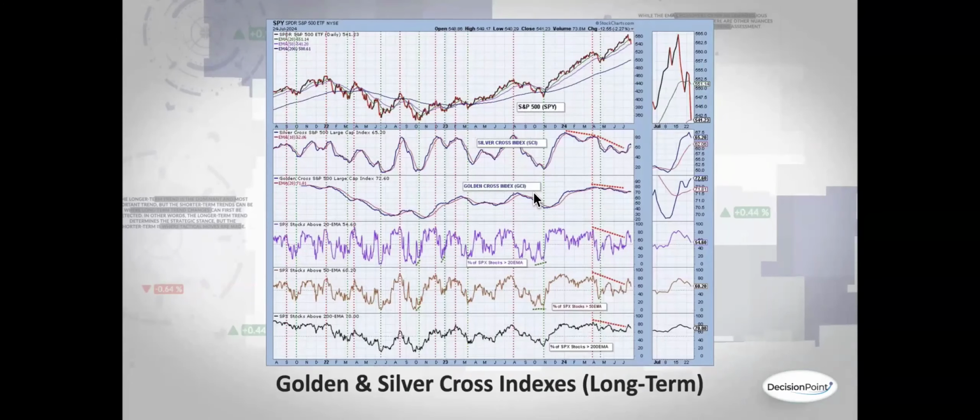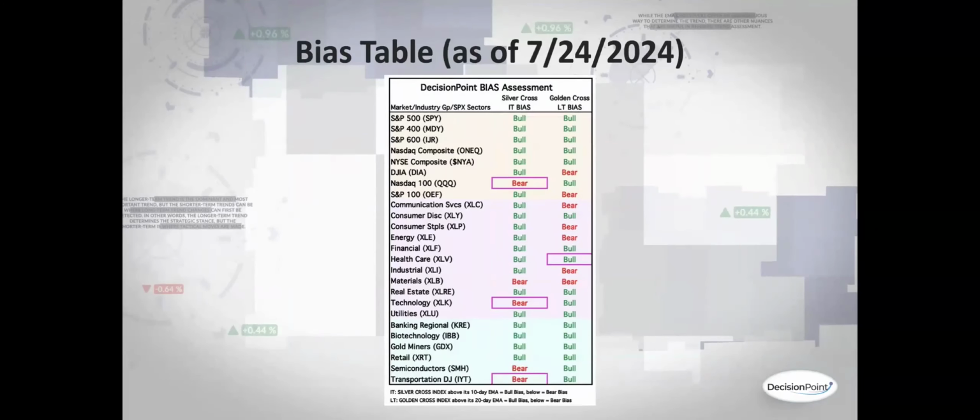Let me go back again. These are all of the sectors, indexes, and these are the industry groups that we cover with the Silver Cross Index. So we have quite a bit. It's all available on our website. I'll show you where shortly.